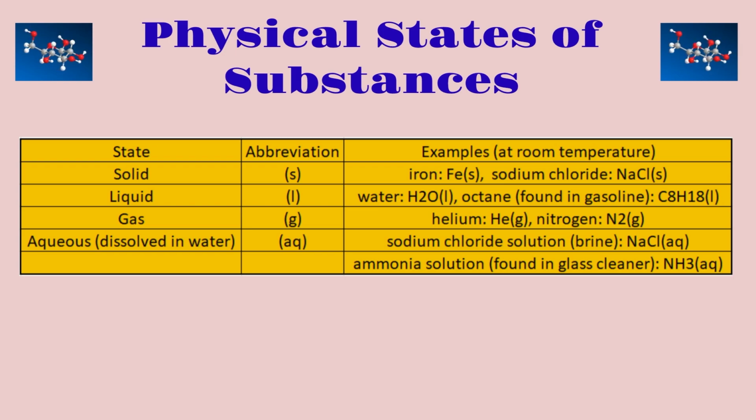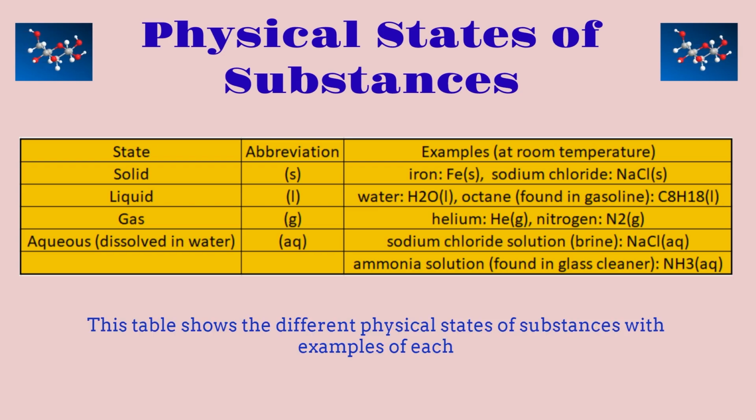And some examples of each of them. For solid, we have just iron, which is Fe. And for another example, we have sodium chloride, which is salt, NaCl. For liquids, a common example, and the one that we use every single day, is water. For gas, we have helium gas, nitrogen gas, hydrogen, oxygen, all of those are gases. And finally, for aqueous, which means that it can be dissolved in water. The example we're using is sodium chloride solution, which is NaCl. So NaCl can also be dissolved inside of water, so we can also write AQ at the end for abbreviation. So this table in summary shows different physical states of substances with examples of each.